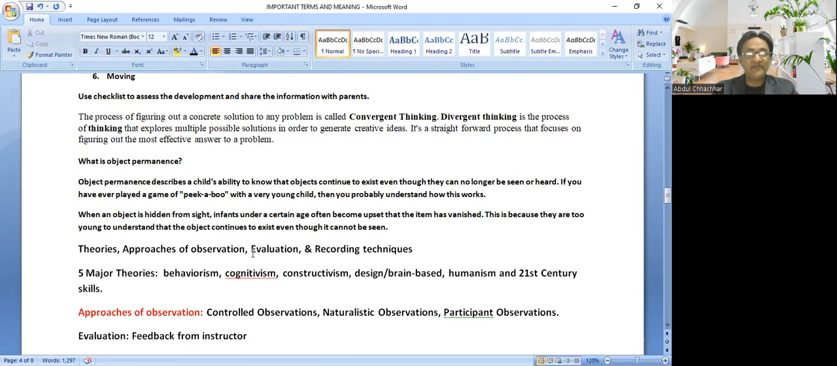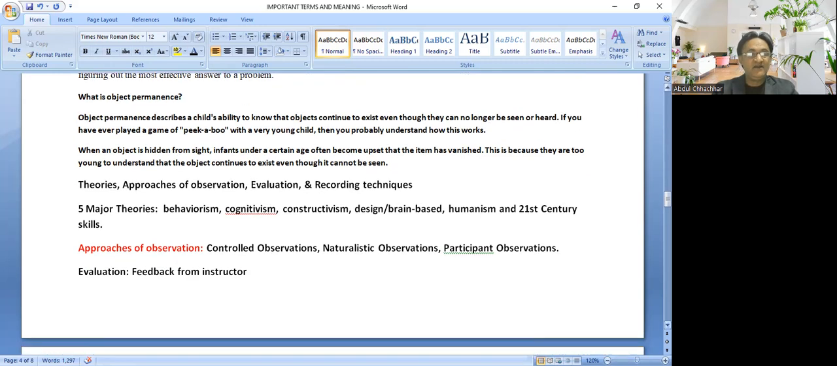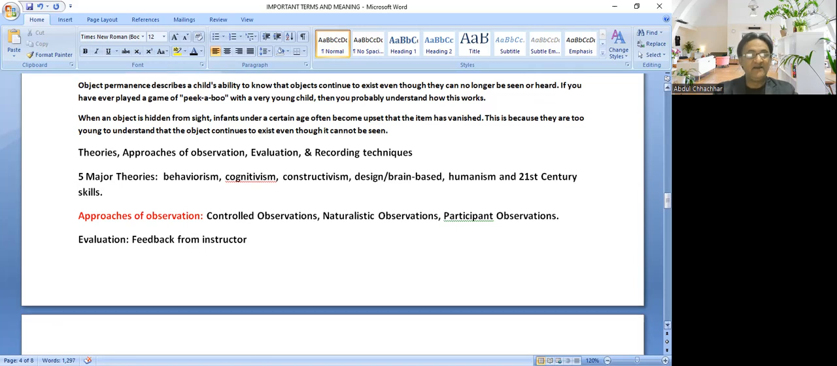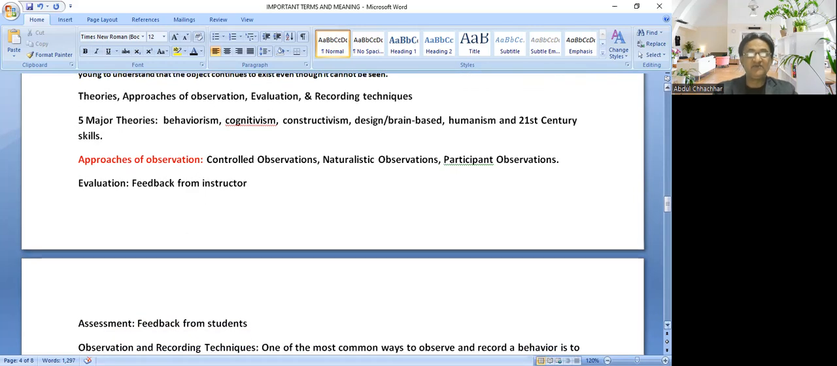Now, theories, approaches of the observation, and evaluation regarding techniques. The major theories are behaviorism, cognitivism, constructivism, and humanism. I have explained them individually. Now, approaches to the observation. There are three approaches to the observation: controlled observation, naturalistic observation, and participant observation.